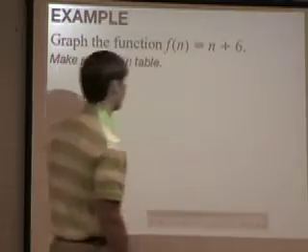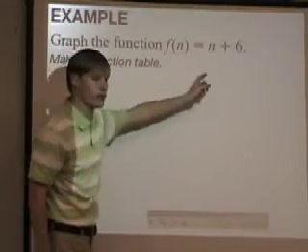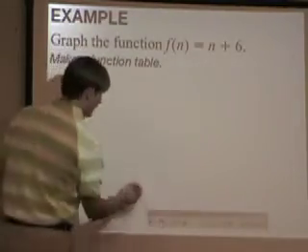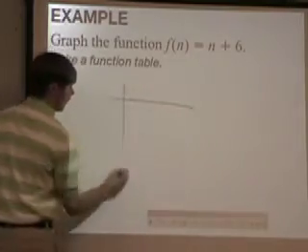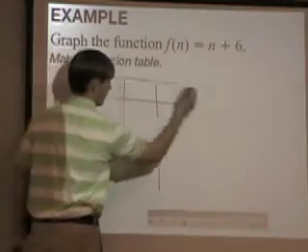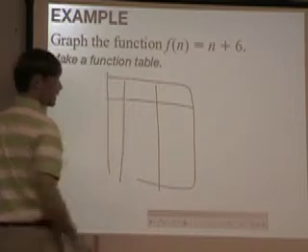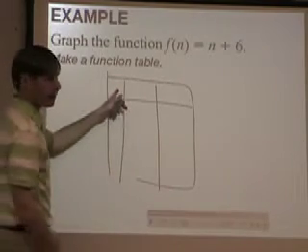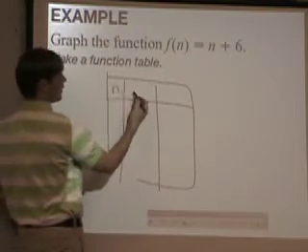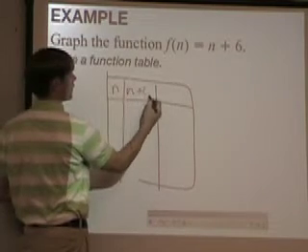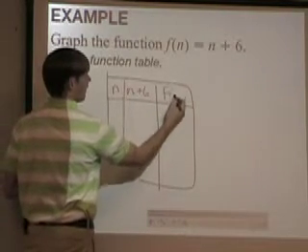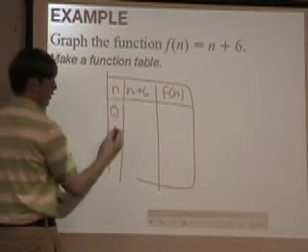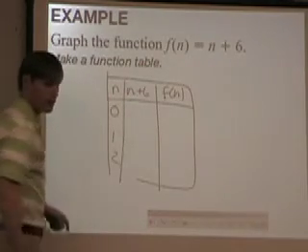Okay? Now the first thing we have to do is take this function and put it in a function table. We did that yesterday, we drew our function tables. Now what goes right here? N. What goes here? N plus 6. What goes here? F of N. Now this is just like yesterday. 0, 1, and 2.